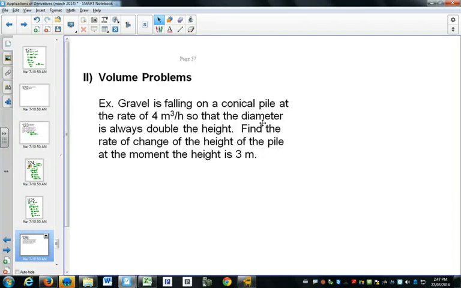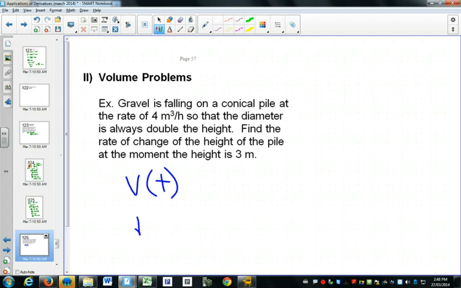Okay, so we've got gravel falling in a cone, a conical pile, at 4 meters cubed per hour. Now we know that volume is a function of time, and we know that the change in volume over the change in time, dV/dt, is equal to 4.